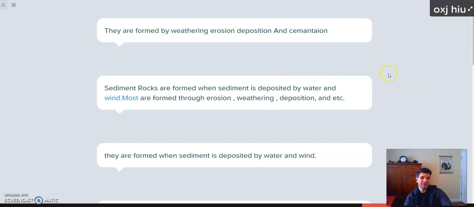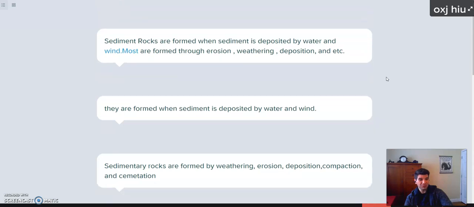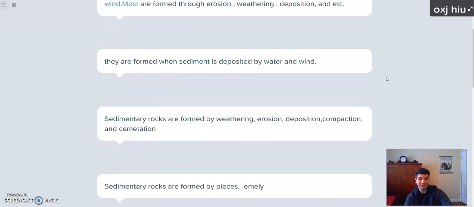Responded with, they're formed by weathering, erosion, deposition, and cementation. Sedimentary rocks are formed when sediment is deposited by water and wind. Most are formed through erosion, weathering, deposition. Right? They're formed when sediment is deposited by water and wind.